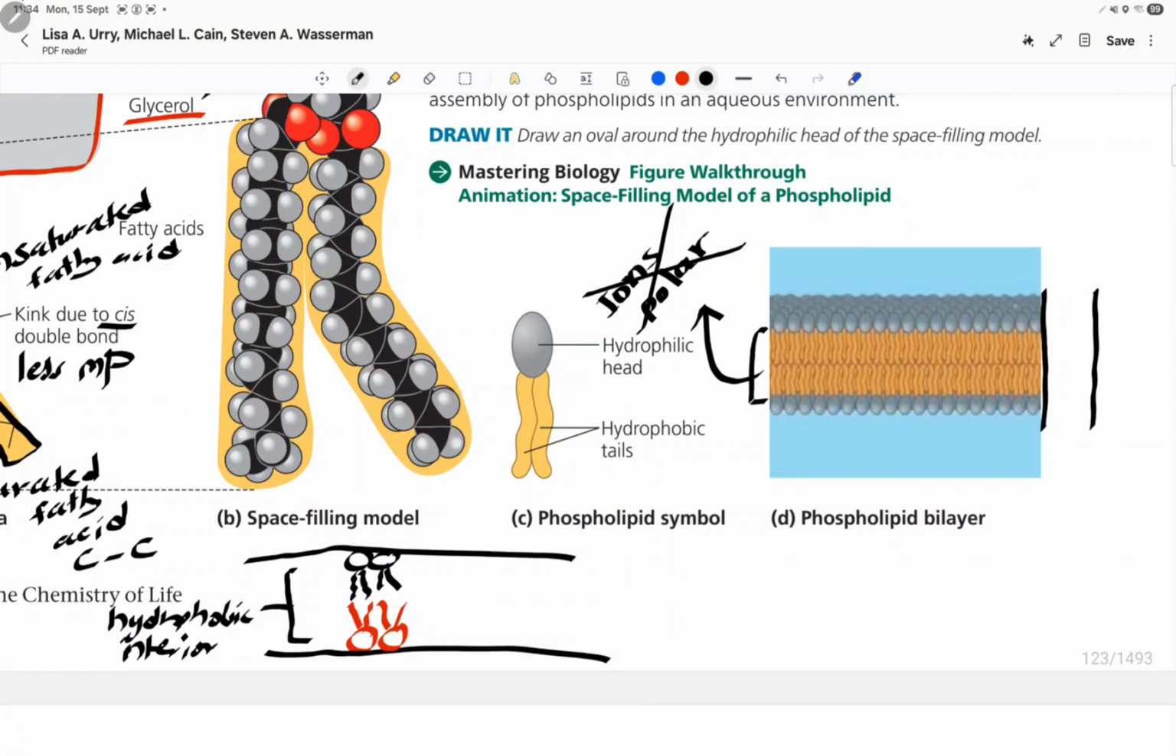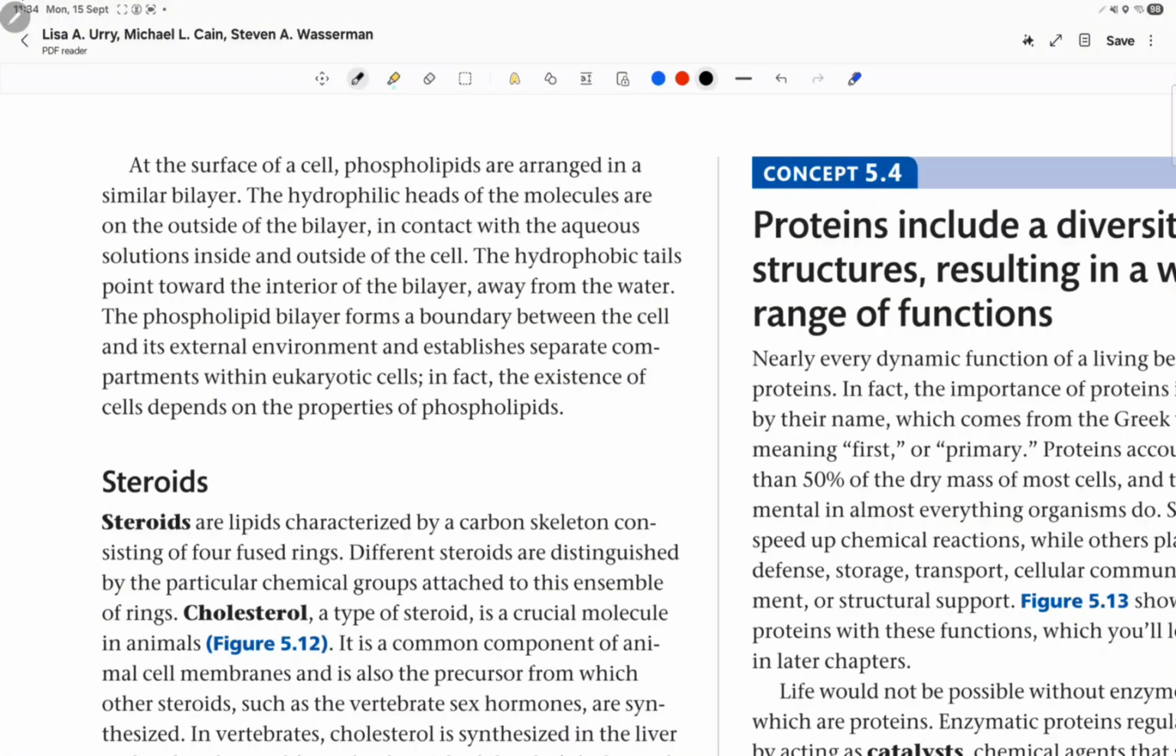And of course, because the heads are polar, you will have this blue area, which is the aqueous environment, which basically means that water is going to be found there, wherever the heads are. So like you were told earlier, the phospholipids have to be arranged in a bilayer, with the hydrophilic heads facing on the outside in contact with the aqueous solution inside the cell and also outside the cell. While on the other hand, these hydrophobic tails will be forming the interior of this bilayer.